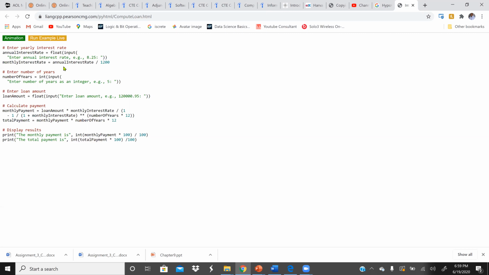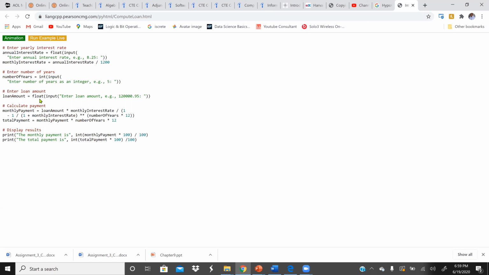So that's the reason why we ask the user to enter the annual interest rate. Using the input function, we change the data type to float. Then we divide by 1,200 so that we change it to monthly, and it should be in decimal, not percent. So after that, we ask the user to enter the number of years for the loan to be paid. So here we change the data type to int. We use the input function int. Then we ask for the loan amount, and the loan amount also is a float.